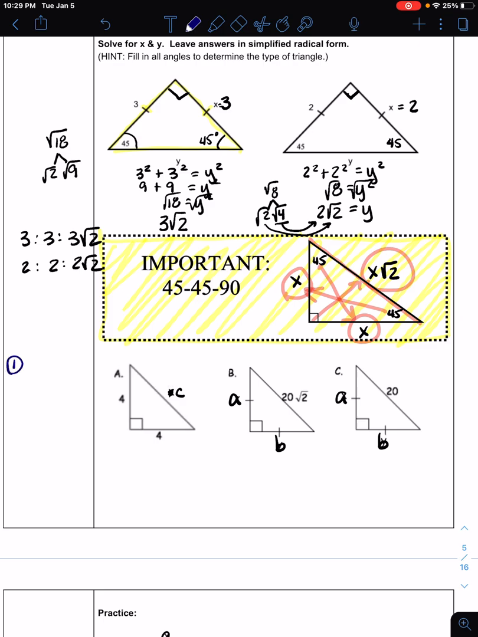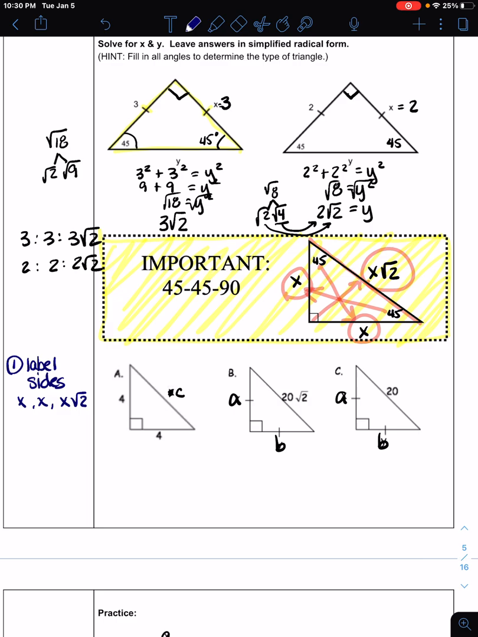The first thing that we're going to do is label our sides. We're going to label our sides with x, x, and x root 2. x equals, and x root 2 equals. That's what we're going to do. Okay, so let's do that.